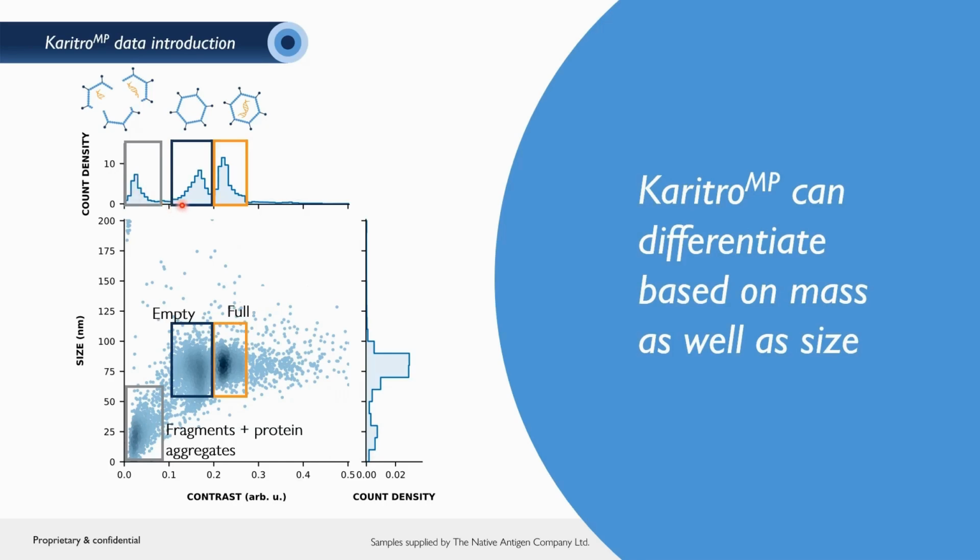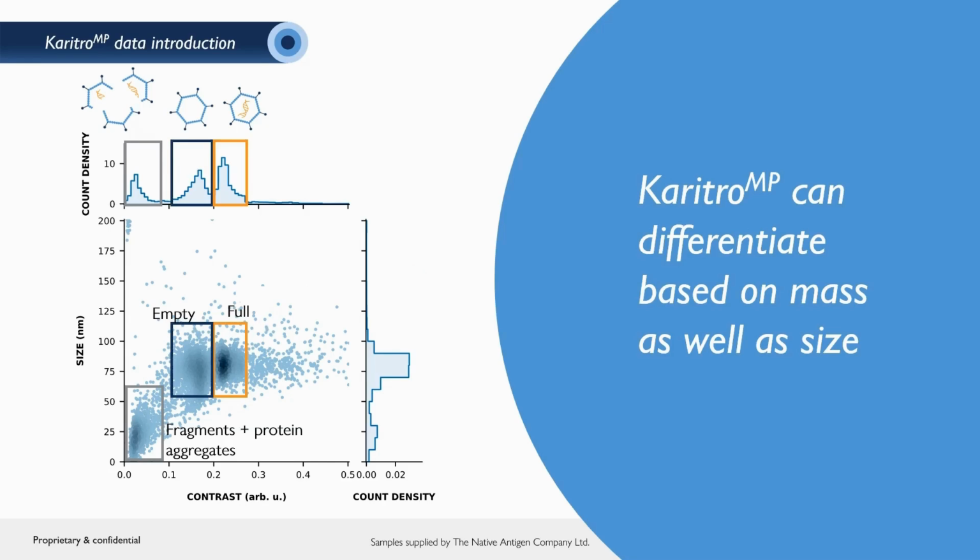Then you can see another major size peak at around 80 nanometers. Underneath this peak, you can see the presence of two populations, your empty capsids and the full capsids, which have the same size but again different mass. These two peaks can be really easily distinguished and resolved on the contrast axis. So that's how Karitro can really help getting information on the various populations thanks to the two parameters measured.